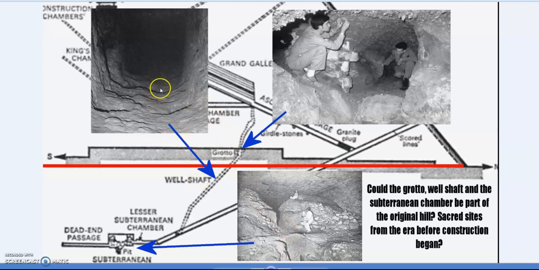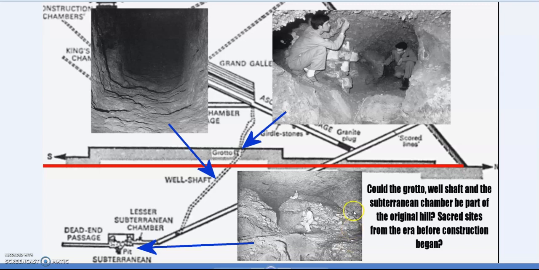So this is a view of the well shaft looking directly up. This is the grotto, and here we have the subterranean pit. Now, it's often speculated that this wasn't finished because they were in a rush, or that this was done to tune the pyramid.